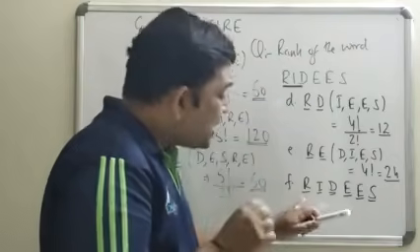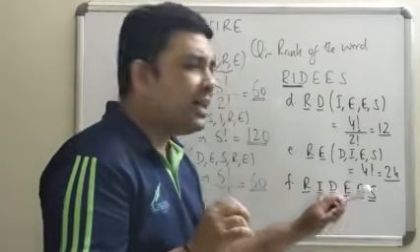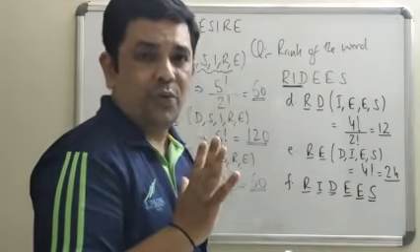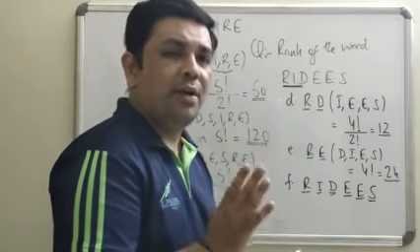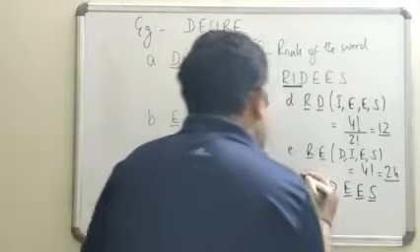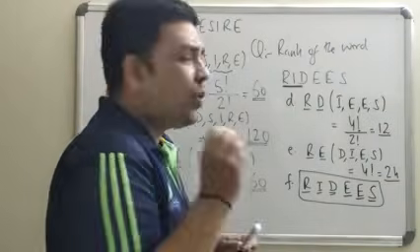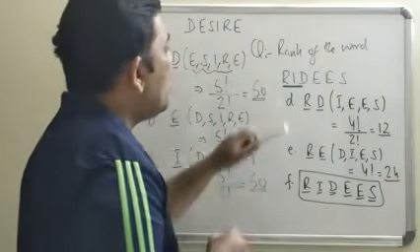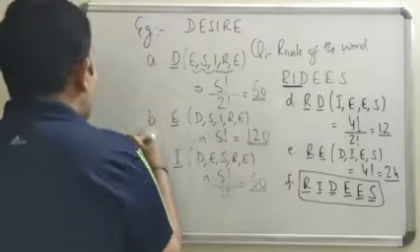So the first word that starts with RID is the first word that we are supposed to find the rank of. Okay. So now have we reached the word that we wanted? Absolutely. So what was the question? Let's go back to the question. What will be the rank of the word RIDEES? What should be my answer?